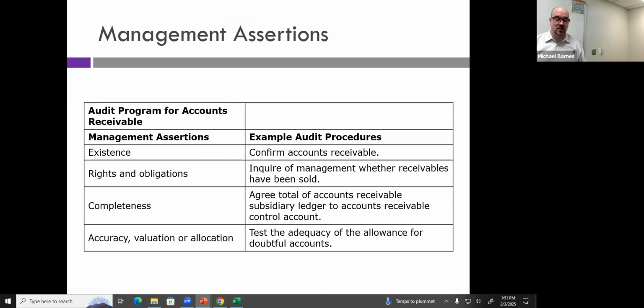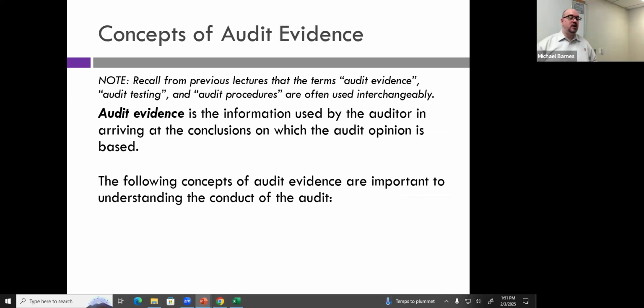So hold on to this. We're going to talk about this evidence in just a second. But at a very general level, we need to talk about audit evidence.